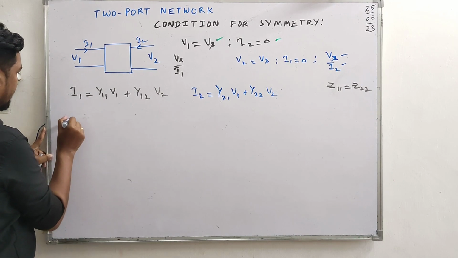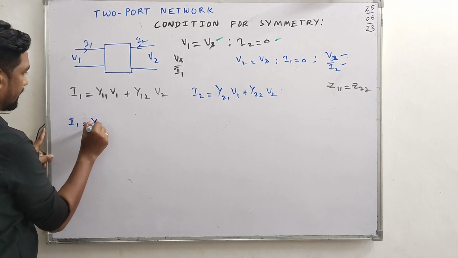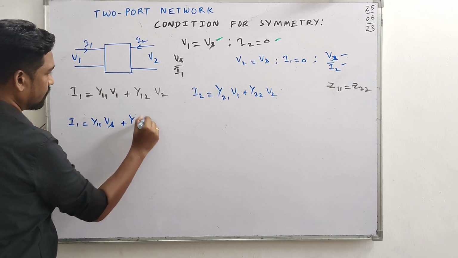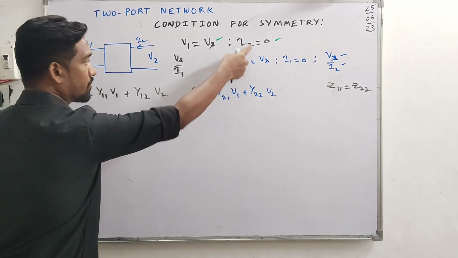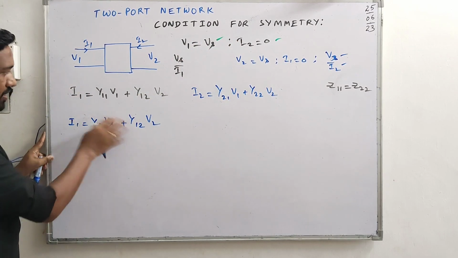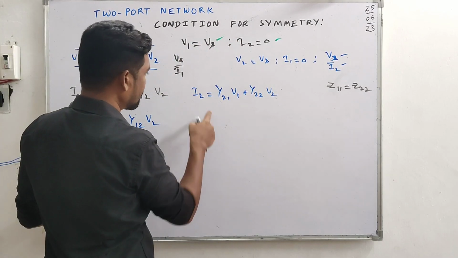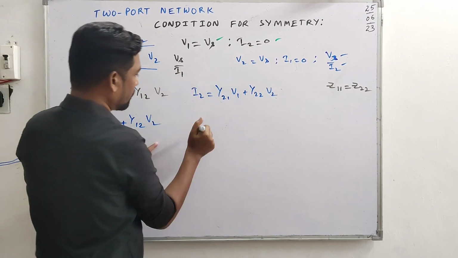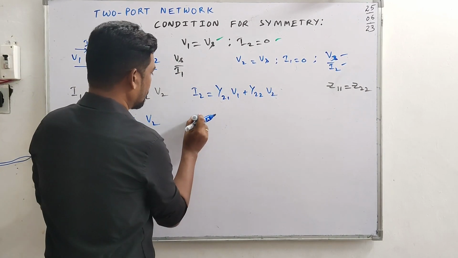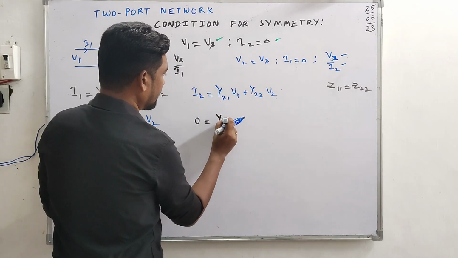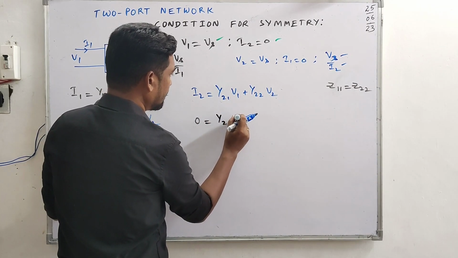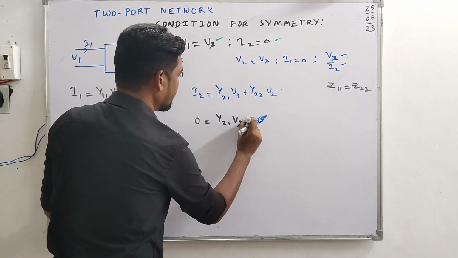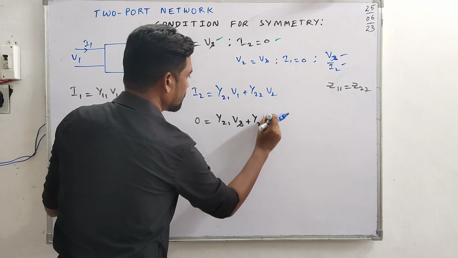In that way we have I1 equals Y11 Vs plus Y12 V2. Now I2 is made 0, and we don't go for any other changes here. Coming back to the second equation for calculating the input impedance, with I2 equal to 0, we have 0 equals Y21 V1, plugged in with Vs, so we have Y21 Vs plus Y22 V2.